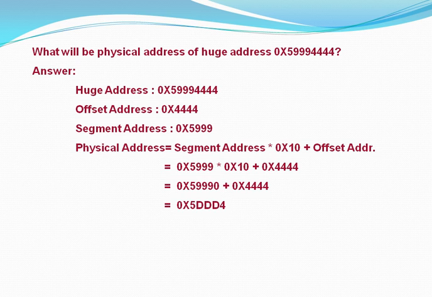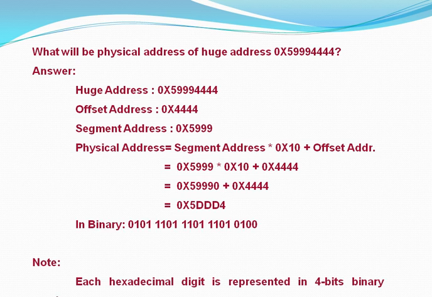So what is the formula? Physical address is equal to segment address multiplied by 0x10 plus offset address. So you can write your segment address multiplied with 0x10, you can add with the offset address. So what is the result? We are having the result as 0x5DDD4. Fine, understand this concept? So in binary form we are having the result 0101 1101 1101 1101 0100.